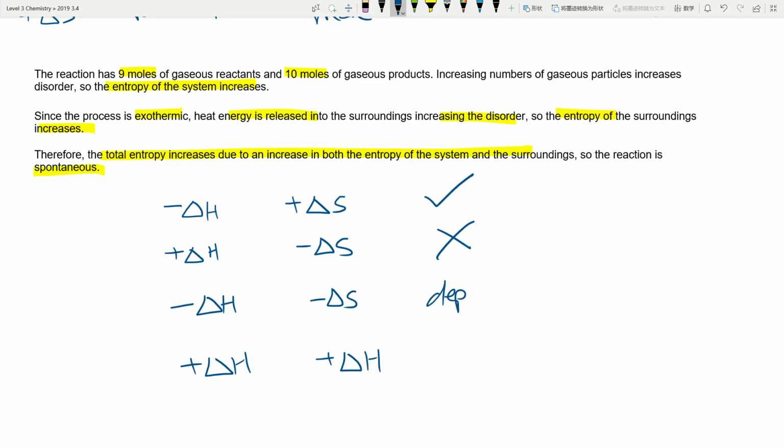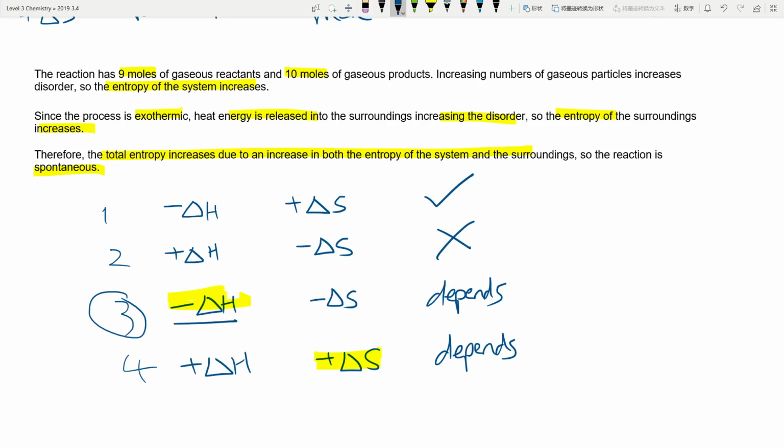tricky. So this depends on the conditions, because the desirable conditions are the negative delta H and the positive delta S. So it depends on the effect. Let's say I number these 1, 2, 3, 4. For the third combination, the reaction could be spontaneous if the negative change of enthalpy is significant enough to compensate for the negative change of entropy. Same thing for number 4. If you have a positive change of entropy in your system that is significant enough to compensate for the positive change of enthalpy, then it may be spontaneous as well.